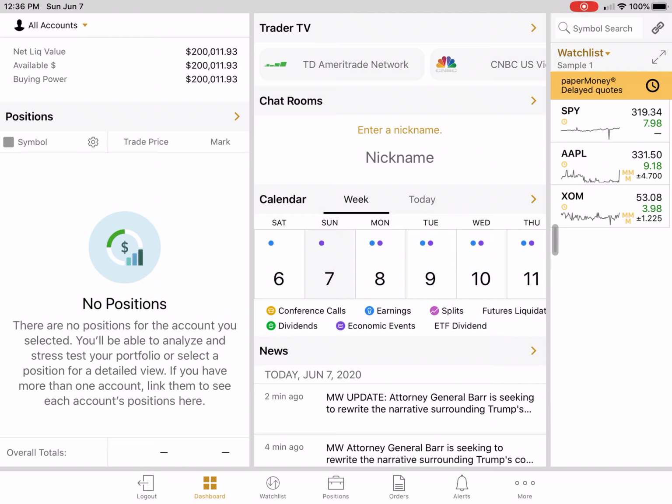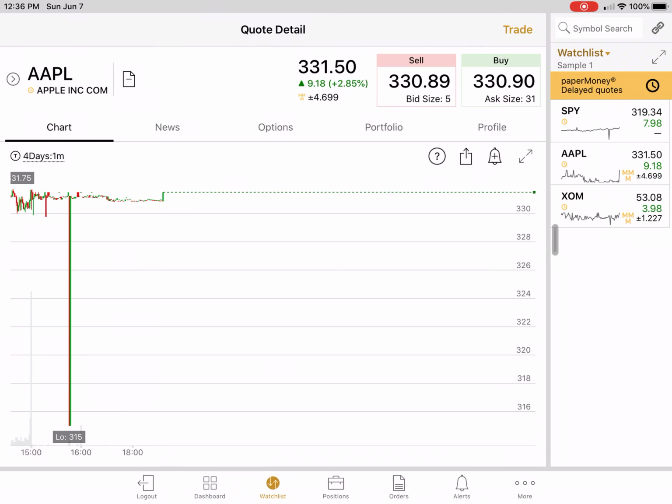On the right hand side, on the watch list, you see the SPY, that's the S&P 500 ETF, and then Apple and Exxon already included in that watch list. I'm just going to choose Apple just to be consistent with the previous videos.